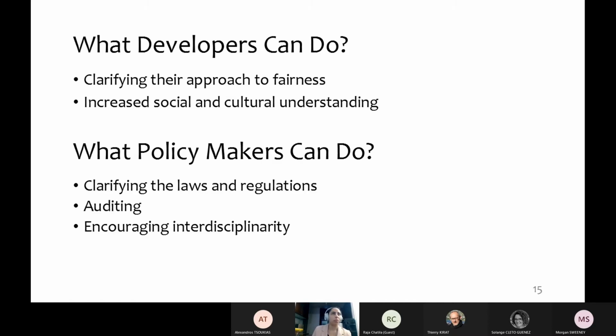So what should we do about all this? How can we address all the limitations of each one of the notions? From the developer's perspective, I think what would be very important to do is to clarify their approach to fairness.